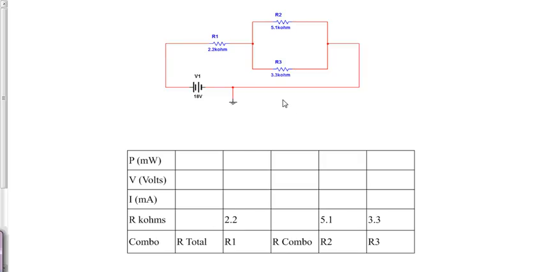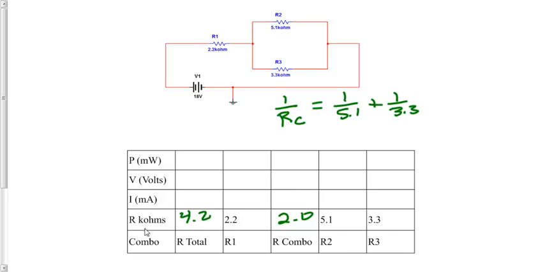So let's go ahead and get the R combo. I'll say 1 over RC is equal to 1 over 5.1 plus 1 over 3.3. Okay. And that gives us a value of 2.0 for the combination or the parallel. Now to add the resistor 1 to the R combo, we will just add those two together and get 4.2. Okay, now our units are actually in kilo ohms, and all these are in kilo ohms here.